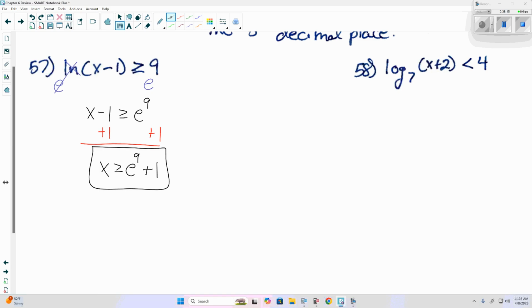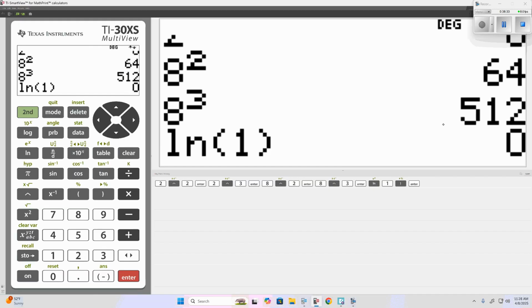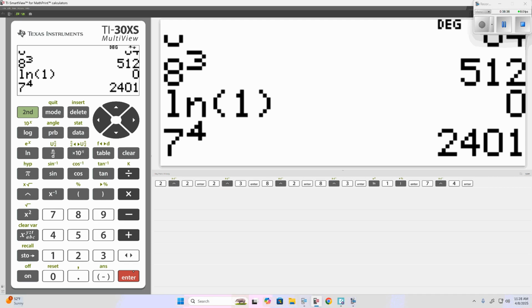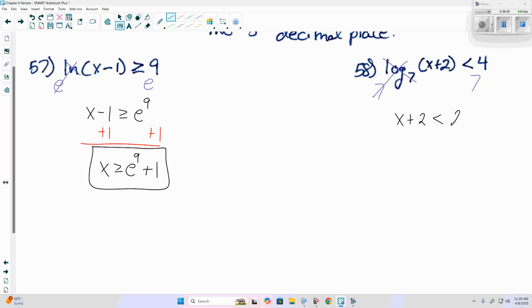58 is the log by itself. So we can, again, put both sides to its base, which would be 7. 7 to the log base 7 would simplify, leaving us with x plus 2 is less than 7 to the 4th, which is 2,401. Solve for x. We'd subtract 2, telling us x is less than 2,399.